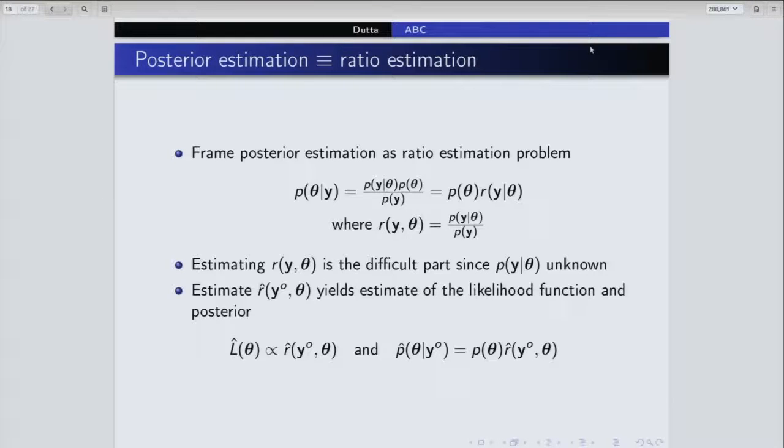We don't know it. But we know one thing: we can simulate from p(y given theta) and we can simulate from p(y). Simulating from both of them is known how to do, but if we know how to sample from them, can we estimate the density ratio? Let's say we know somehow how to estimate that, and we get this r hat(y, theta), the estimate of the likelihood function and posterior, right? You can just plug it in here, because the prior is known, you get an estimate of the likelihood, and an estimate of the posterior distribution.